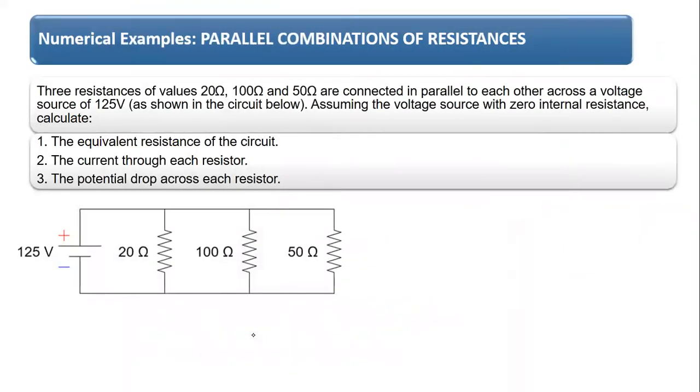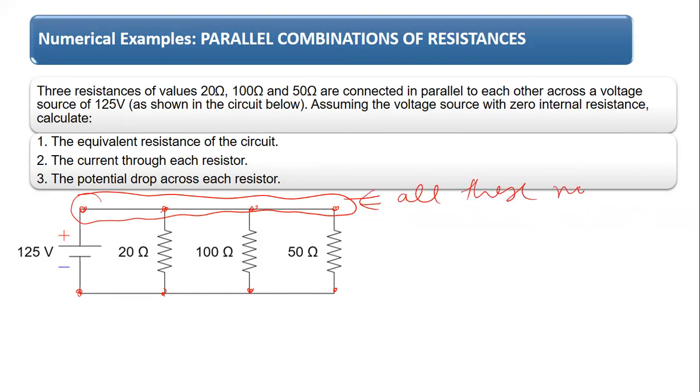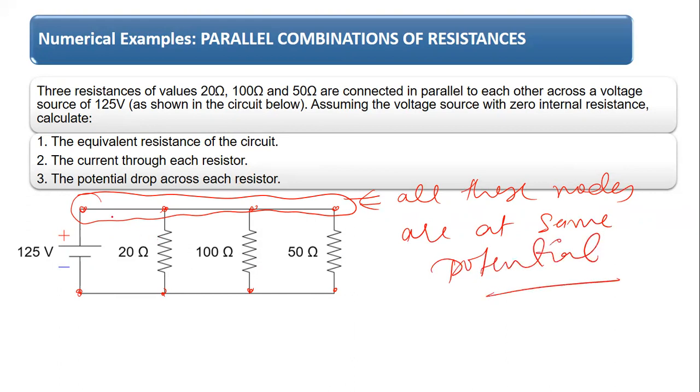Now let us come to the parallel combination of the resistances. When do we say that the circuit elements are connected in parallel? When all the elements connected in an electrical network share the same node. So you can see all these nodes are at the same potential, right? Because they do not have any voltage drop in between.